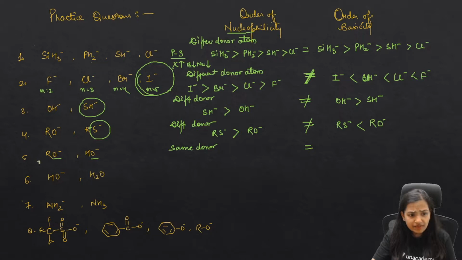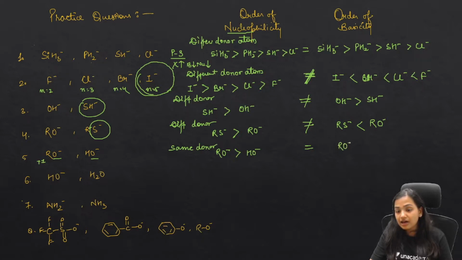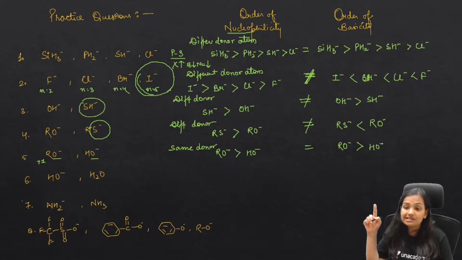Here we are having the plus I effect. There is an electron pushing group, but there is the hydrogen which is a reference atom. So I can say that RO negative is a better nucleophile than HO negative. For the basicity also it will remain the same. I can say that RO negative is again a better base than HO negative because the donor atoms are the same.